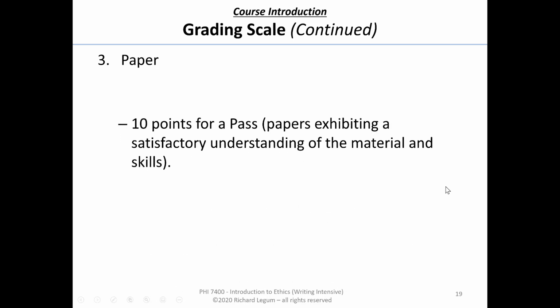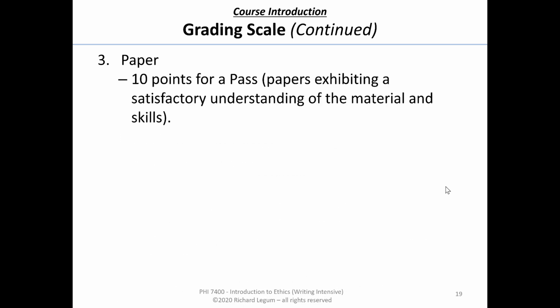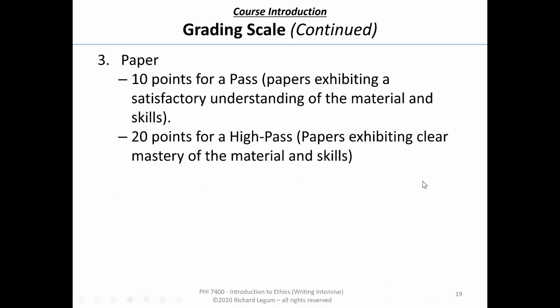Okay, now paper. If you have a passing paper, that is, it shows a good understanding of the material, and you've acquired the skills that they're trying to teach you during the course of the semester, you're going to get 10 points. So that's a decent paper, a good paper. Not a crummy paper. A crummy paper is going to be non-pass. You'll get 20 points if you do a really good job.